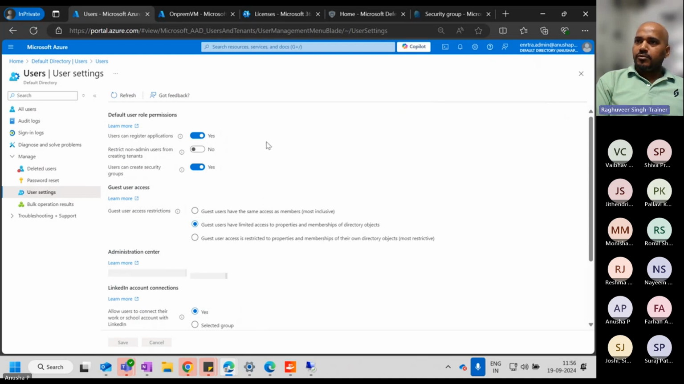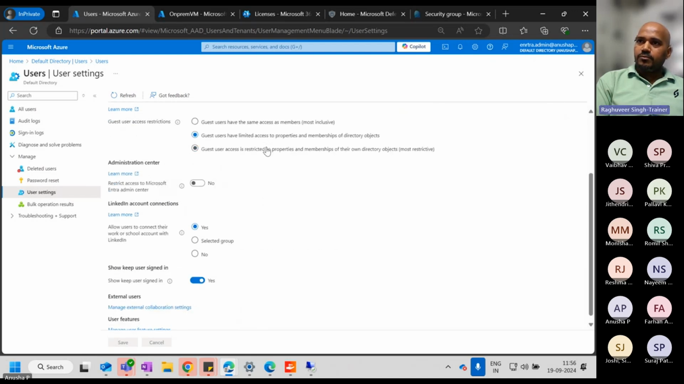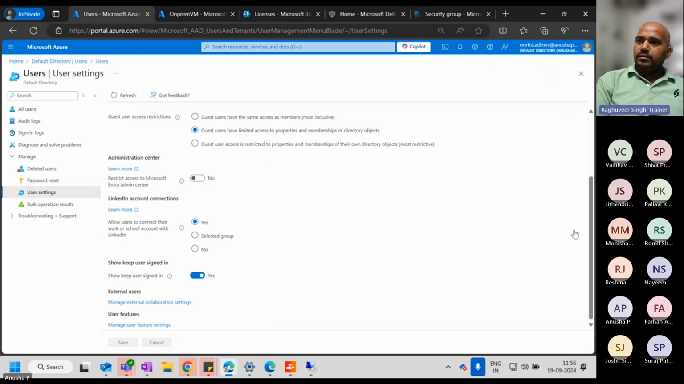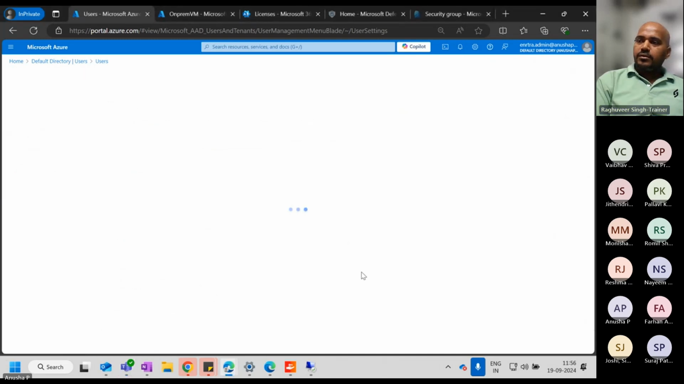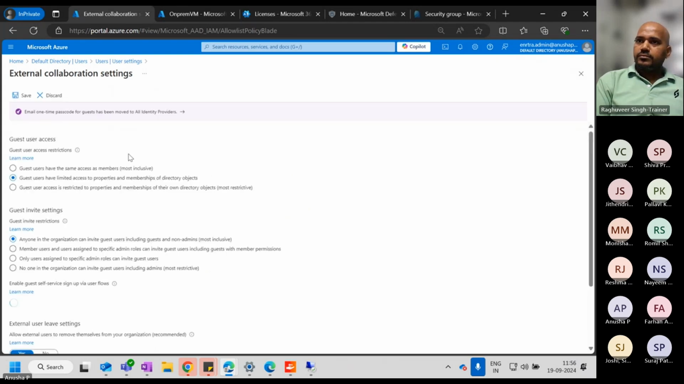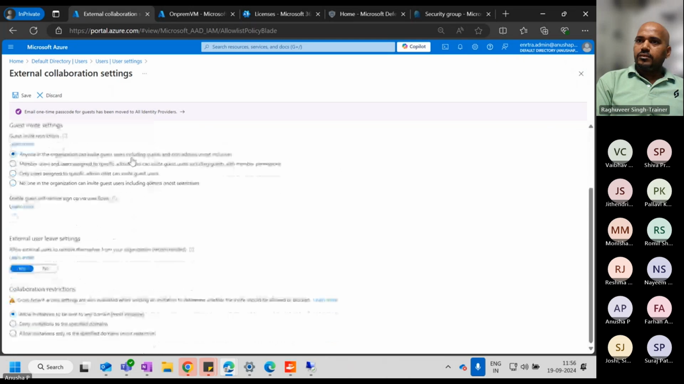First of all, scroll it down. Have you enabled user workflow? That is very important. User workflows. Manage external collaboration. Yeah, now user workflow. Scroll it down. Is that user workflow enabled? No, it's not enabled. Enable that workflow.